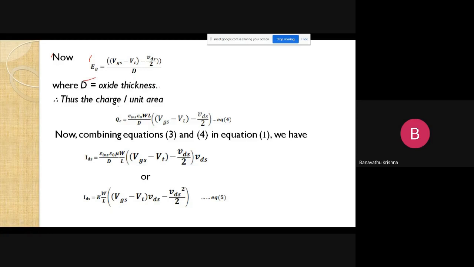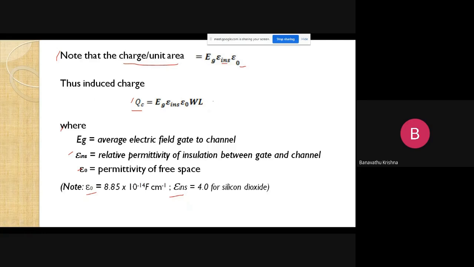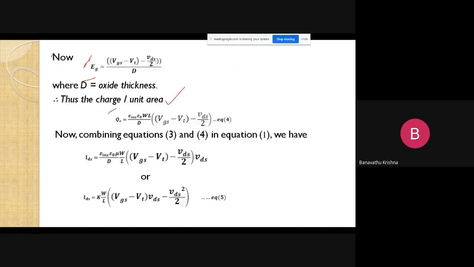Therefore, the complete charge QC is epsilon insulation, epsilon naught, WL by D, times VGS minus VT minus VDS by 2. You can substitute this value in this equation instead of EZ, so EZ is nothing but VGS minus VT minus VDS by 2, whole divided by D.